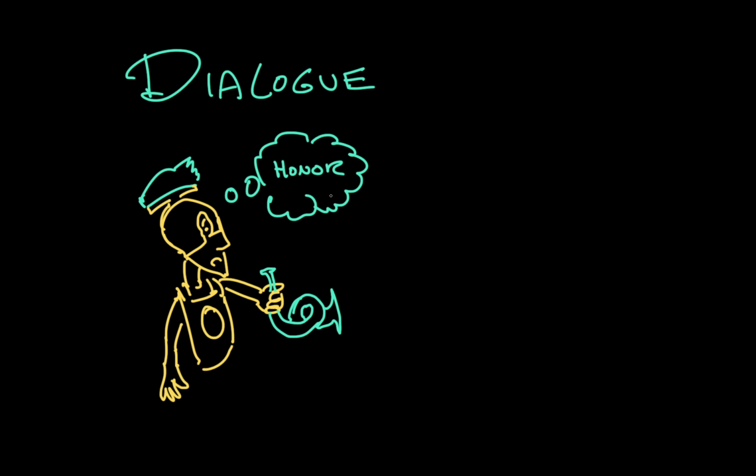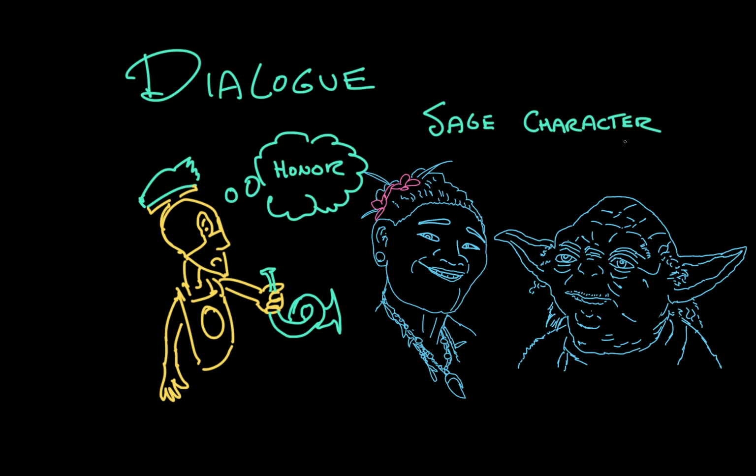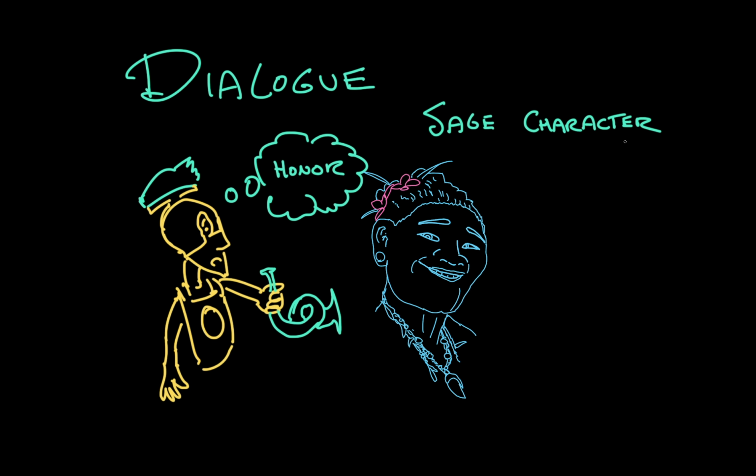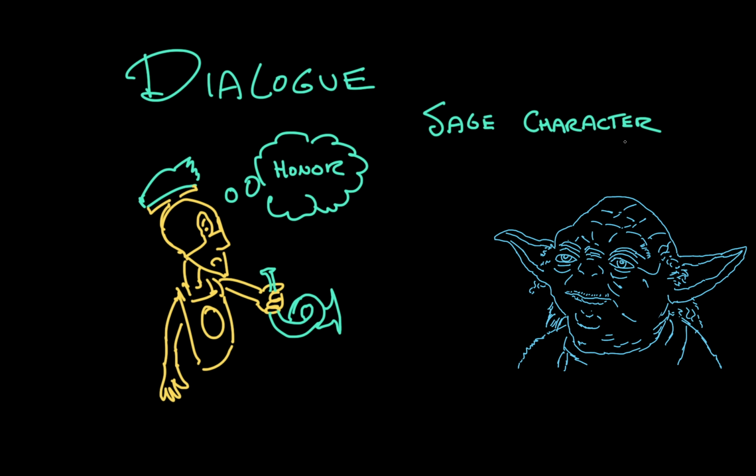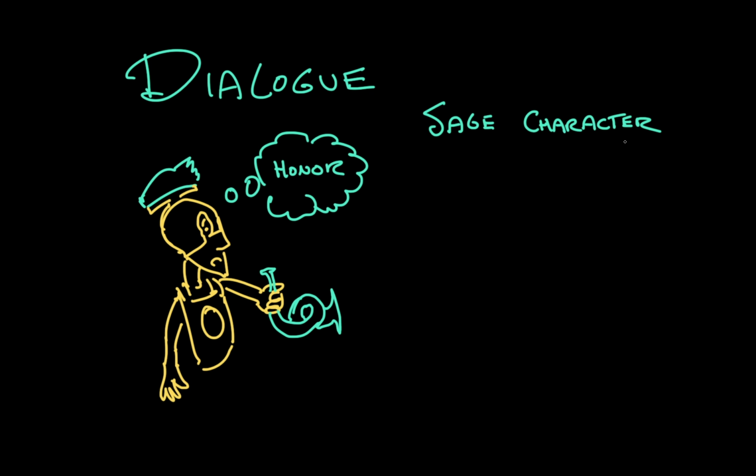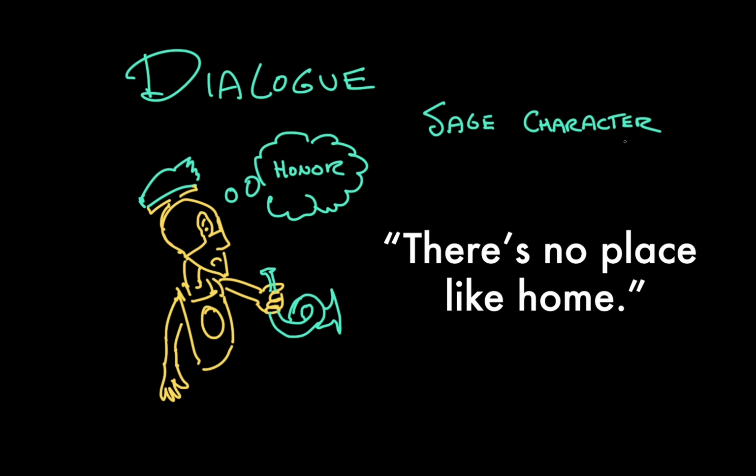You can also see this presented as explicit lessons by a sage character, usually older and wise. Think of Moana's grandmother, or of Yoda. They'll say something explicit like, "Go do the thing your heart wants, Moana," or "Trust that the energy of the universe will make you a really good space wizard, Luke." I'm paraphrasing here. Or think of Dorothy in The Wizard of Oz saying, "There's no place like home."